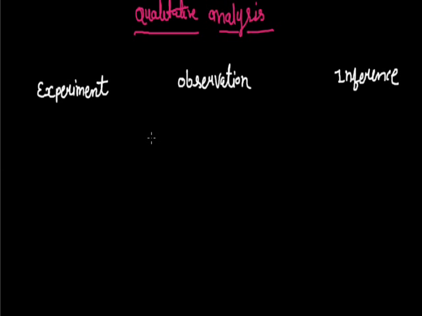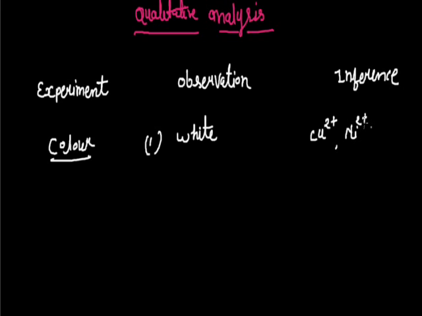So we are taking a salt that is white in color. It shows the absence of Cu2+, since Cu2+ is a blue color salt. Similarly, Ni2+ is a green color salt, Fe2+ is light green, Fe3+ is brown, Mn2+ is pink, and Co2+ is red brown. So if the color of the salt is white, then it shows the absence of all these 6 cations.